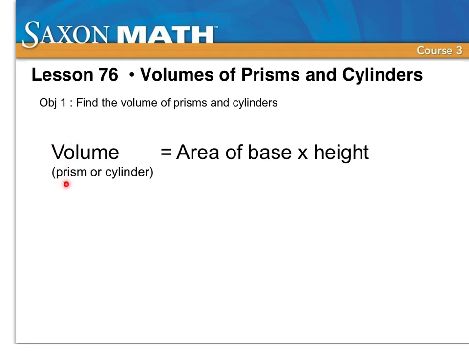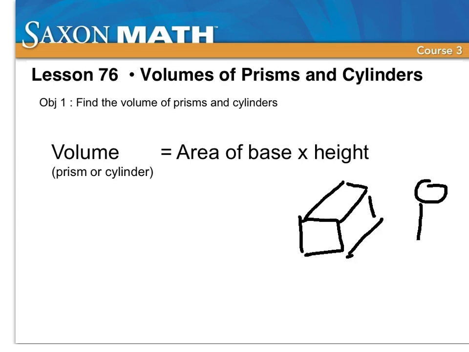The way you find a volume of a prism or a cylinder is the area of the base times the height. Okay, so now a prism might be a rectangular prism, might look something like this. A cylinder would be something that's got a circular base to it, something like that. Rough sketch. But that's what a prism or a cylinder is.